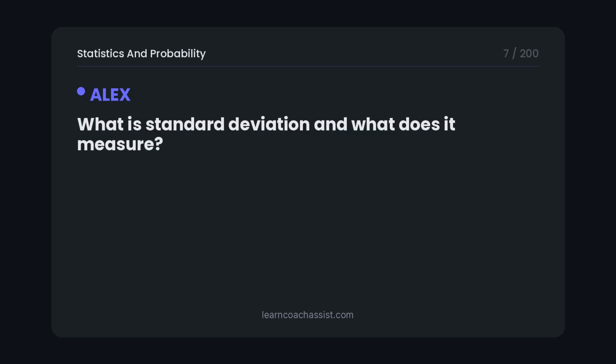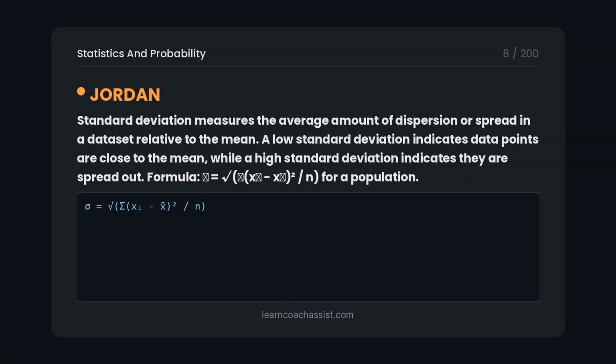What is standard deviation and what does it measure? Standard deviation measures the average amount of dispersion or spread in a dataset relative to the mean. A low standard deviation indicates data points are close to the mean, while a high standard deviation indicates they are spread out. Formula: σ = √(Σ(x − μ)²/n) for a population.